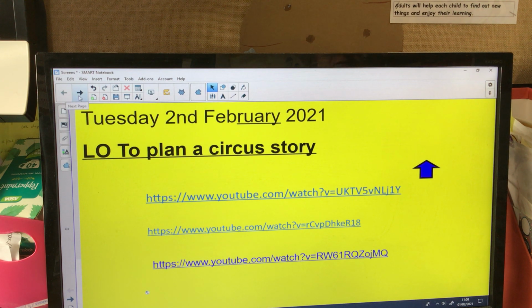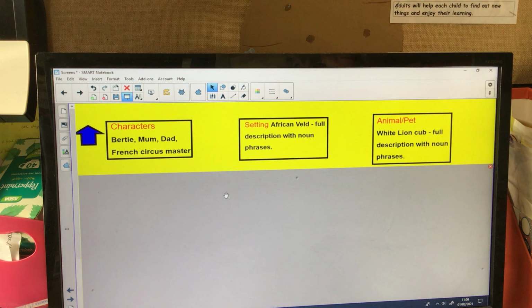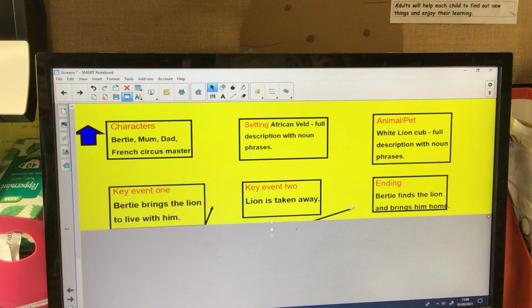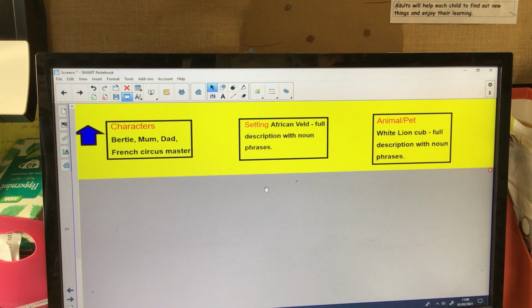Now, our butterfly lion, of course, has an element of circus. And so what we're going to do is just look a little bit about if we were to plan the butterfly lion, what would that planning have looked like? And we're going to use a similar sort of model when you are going to do your planning today for your story. Okay, so first of all, you need to think about your characters.